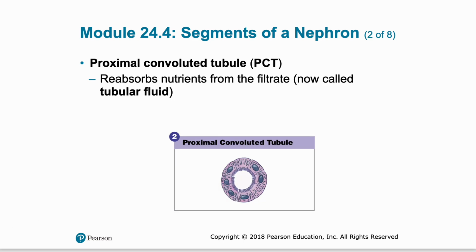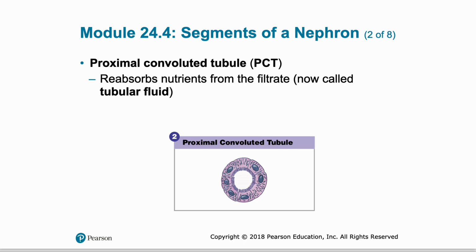Next, from the renal corpuscle, once the filtrate enters the capsular space, it will then drain into the proximal convoluted tubule. The proximal convoluted tubule is the part of the nephron that is closest to the glomerulus. That's why it's called proximal. And it's got a lot of twists and turns in it, which is why it's called convoluted. We call it the PCT for short.